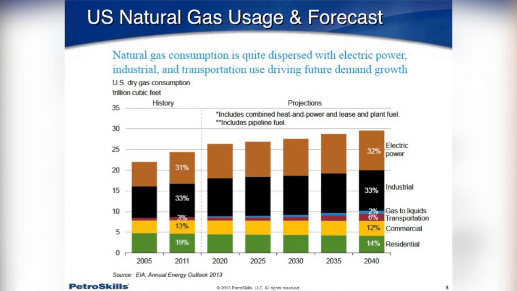As we look at the U.S. natural gas usage and its forecasts, this is a graphic that on the y-axis shows the U.S. gas consumption in trillion cubic feet. The projection is that it would grow from around 25 TCF in 2020 up to around 30 TCF by 2030.